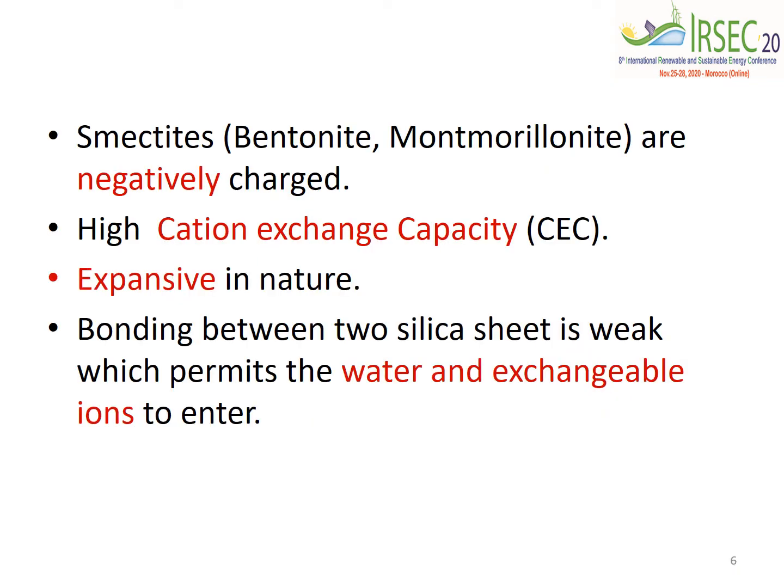Examples of smectites are bentonite and montmorillonite, and we are using montmorillonite clay for our study because it has high cation exchange capacity, it is expandable in nature, and bonding between two silica sheets is weak, which permits the water and exchangeable ions to enter.